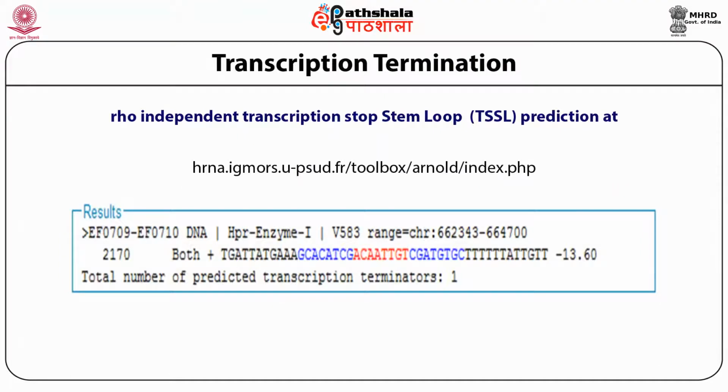One could also predict and retrieve termination sites in bacterial sequences. To predict rho-independent transcription termination sites, go to Arnold's transcription prediction site and upload the FASTA file. Set the options for forward strand only and click the Run button. It predicted a rho-independent transcription stem loop structure highlighted in blue and red color.